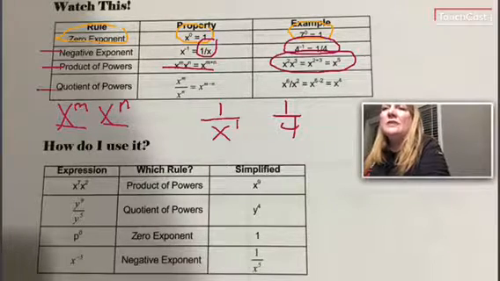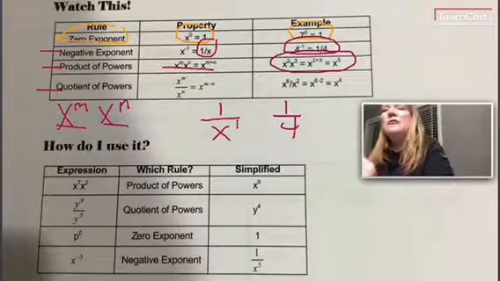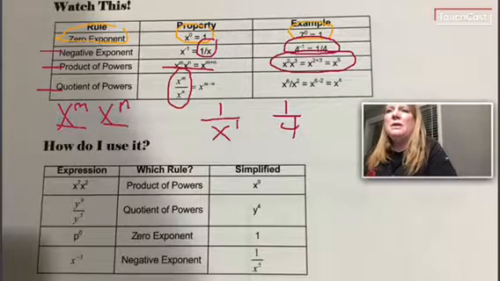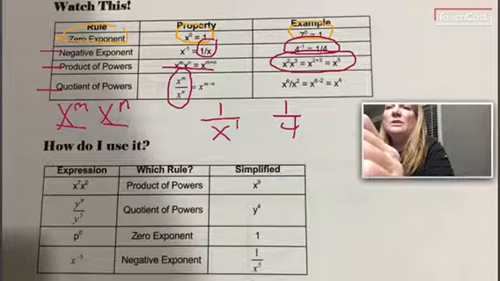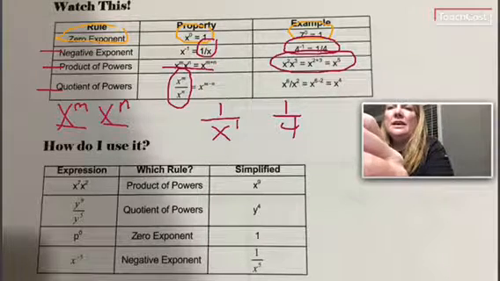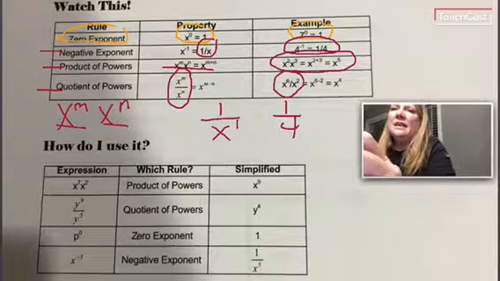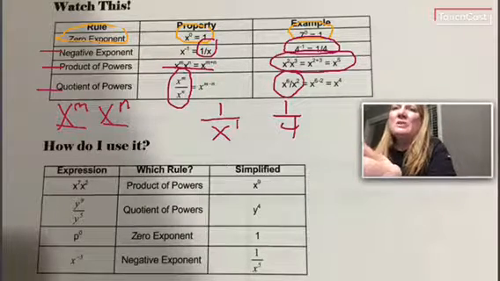And then the last one here is the quotient power. So if you have two like bases, so we have an x to the power of m and an x to the power of n, you simply subtract. So in this one here, we have x to the 6th divided by x to the 2nd, and that's going to become x to the 6 minus 2, or x to the 4.